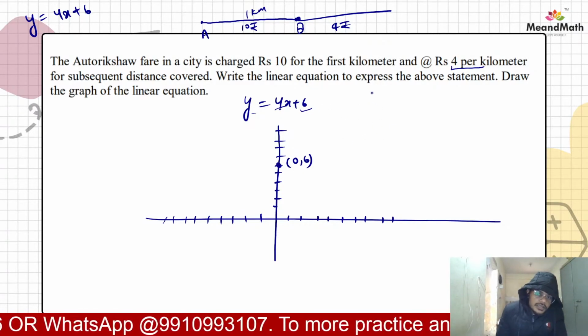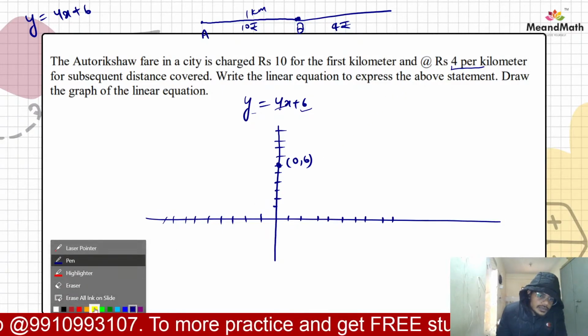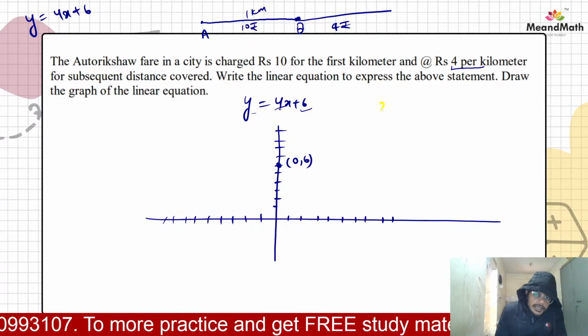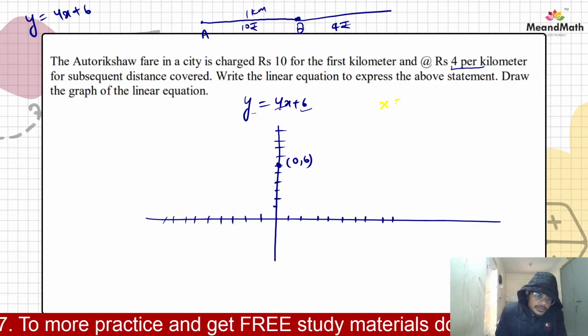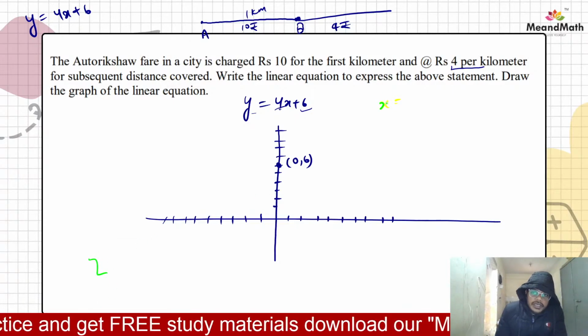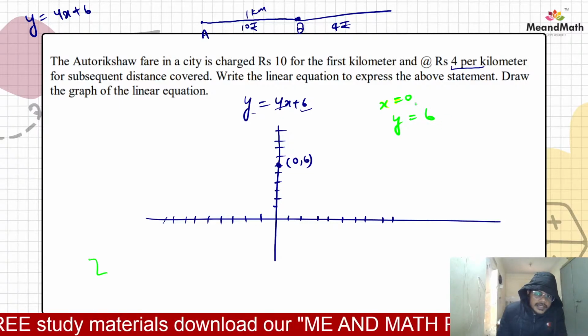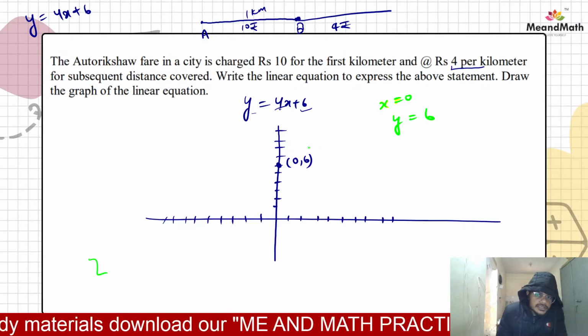And so if I put x equals 0, then what is the y value? The y value should be 6, right? The y value should be 6.